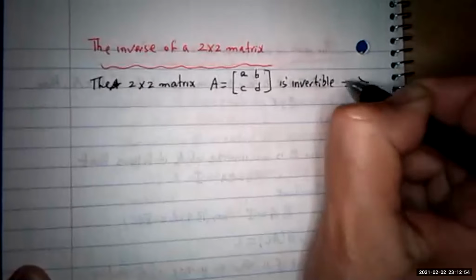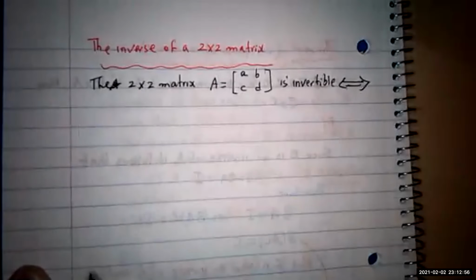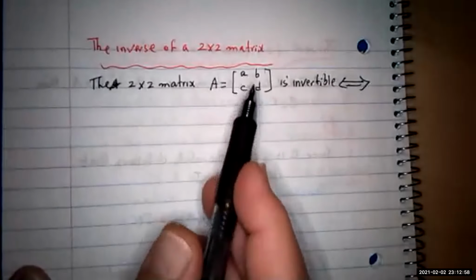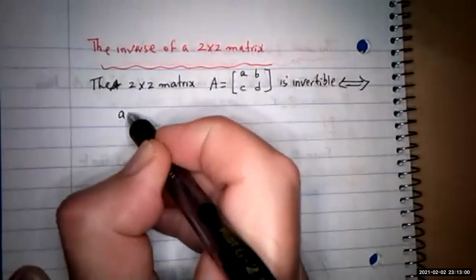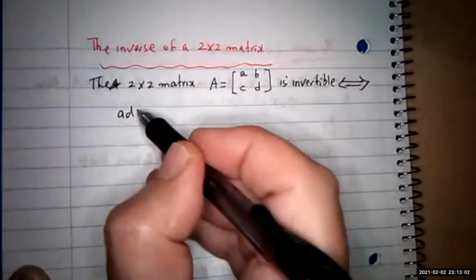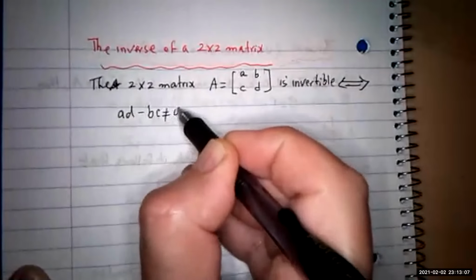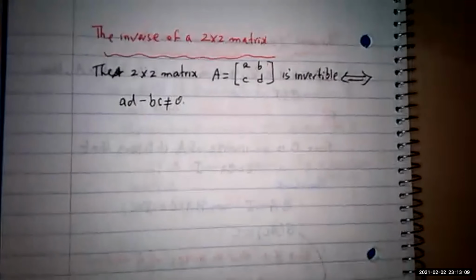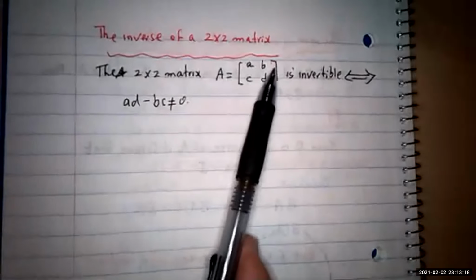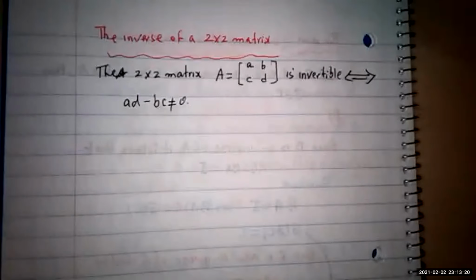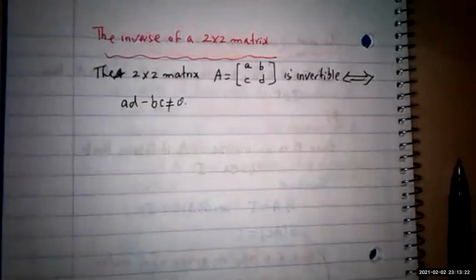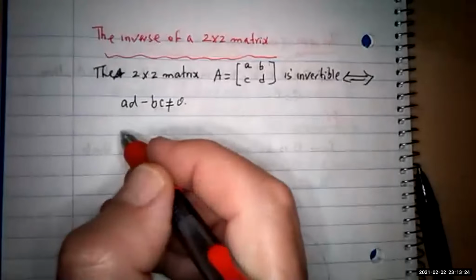It is invertible if and only if this product is not zero, like a cross product: AD minus BC is not zero. This is the one we call the determinant later on, but not now. That's a condition, and we prove it later. So a 2 by 2 matrix is invertible if this cross product AD minus BC is not equal to zero. If this is the case, there you are.